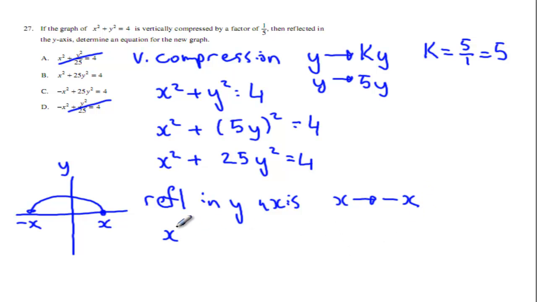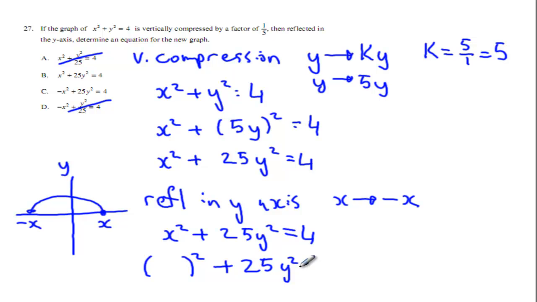So let's start off with our relation, x squared plus 25y squared equals 4. I can already see a lot of people thinking, there it is, negative x squared. Perfect, I'm done. Not so fast. Here we go. Be very careful with these. That's where x is going to go, and I'm going to square it, plus 25y squared equals 4.